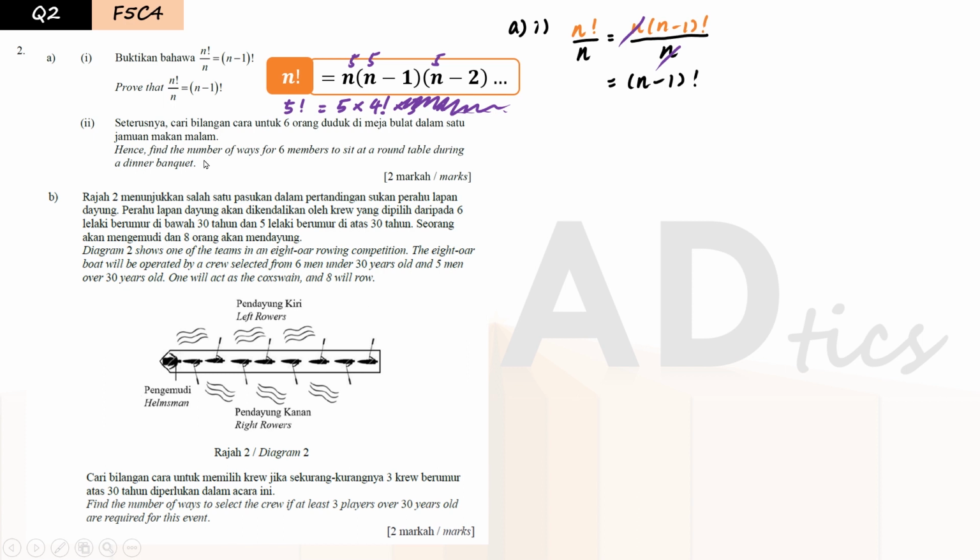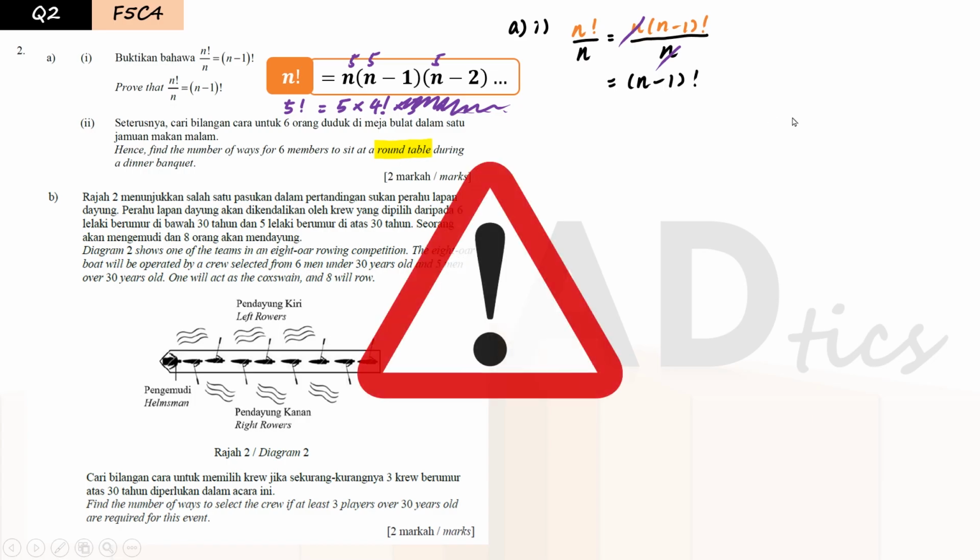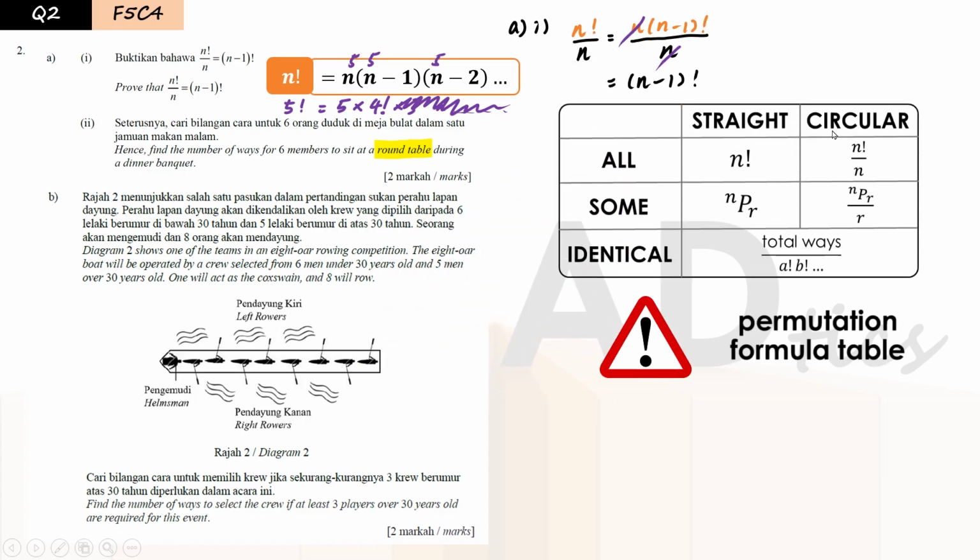And if we go to part 2, it says, hence, find the number of ways for the 6 members to sit in a round table. Okay, so we need to find the number of arrangements to place these members in the round table. So let me show you all the formulas that will be used in this chapter.